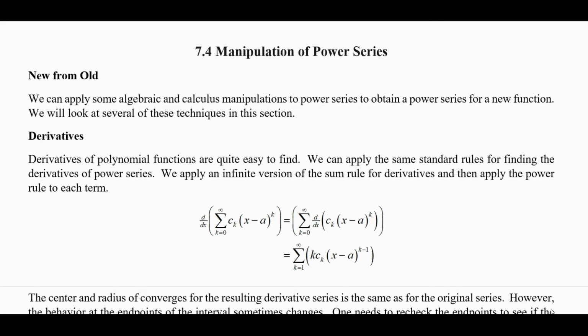So first of all, we can apply some algebraic techniques and then also some calculus manipulations to certain existing power series to obtain a power series for a new function. We're going to look at several of these techniques in this section. The first thing, let's talk about some calculus things we can do.